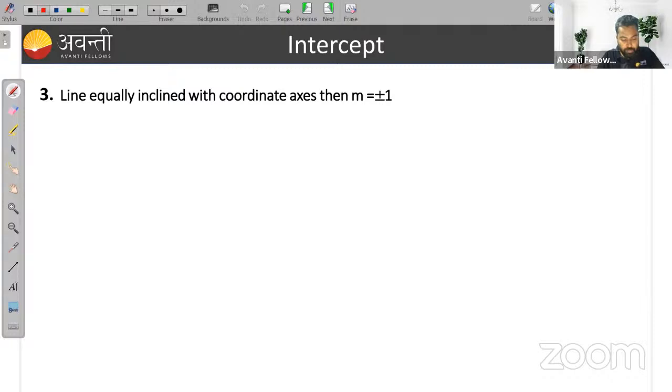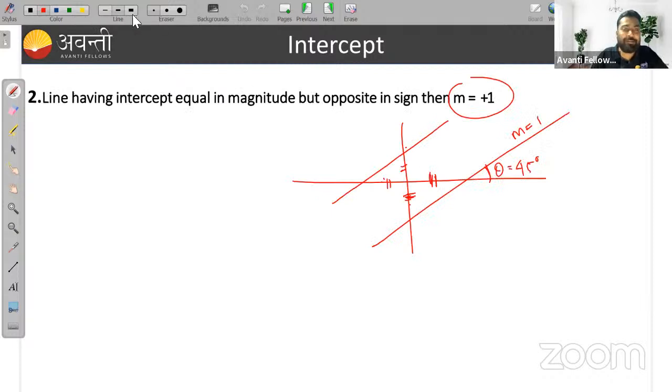Equally inclined, that is the case. This is only +1, no? Hurry up. I was already confused. It is written as only +1 because here the plus sign is given. That's why I was confused. This is the case only when the slope is +1.